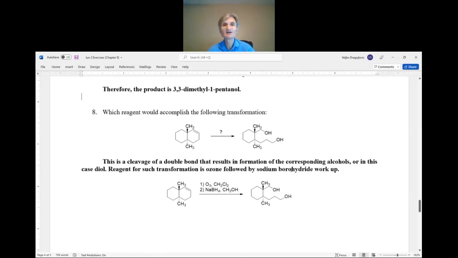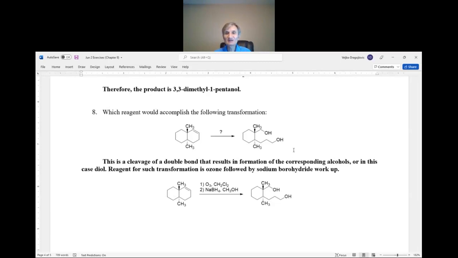Next question, number 8. Which reagent would accomplish the following transformation? And so here, if you compare the product with the starting material, you can see that the double bond has been cleaved, and it's replaced by two CH2OH groups. This is CH2OH, CH2OH. So these two carbons that carry hydroxyl groups had been connected by a double bond. Do you know a reagent that cleaves a double bond?